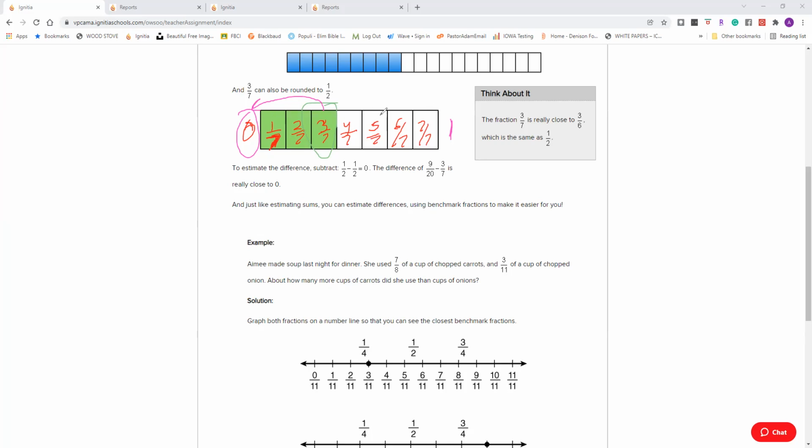Now, how about this one? Let's pick a different one. How about 5/7? If I was estimating 5/7, what would it be closer to? Well, obviously, I see that it would be closer to the 1. So I would estimate it to the number 1.